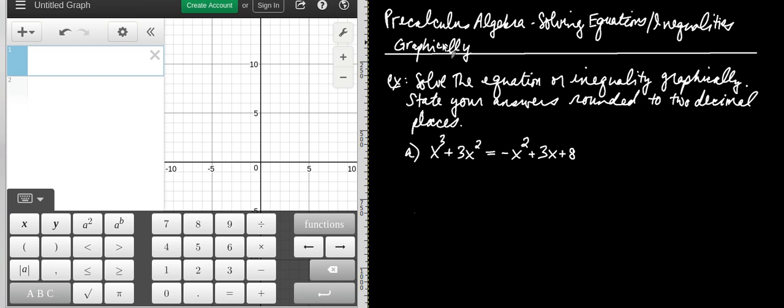In this Precalculus Algebra video, we're going to talk about solving equations and inequalities graphically. Sometimes it turns out that you end up with an equation or an inequality that is really hard to solve algebraically. That is, just by isolating x, factoring, and finding the values of x. So sometimes you have to rely upon graphing techniques.